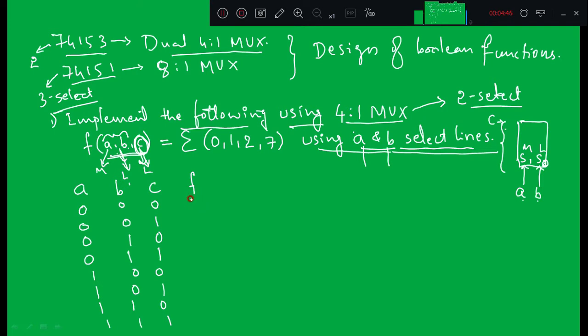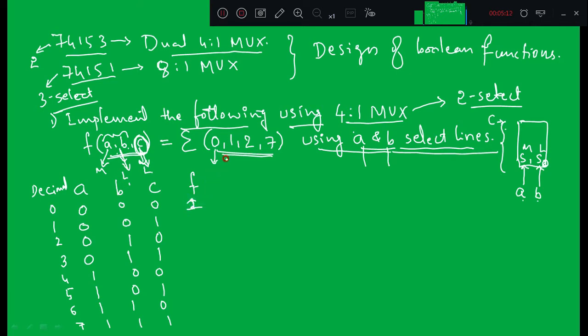So what is F now? In the given function you can see there is a 0, so write 1, because 0 is available. Let me write the decimal values also: 0, 1, 2, 3, 4, 5, 6, 7. Is 0 there in the given function? Yes, so you write 1. I'm going to write the minterms.